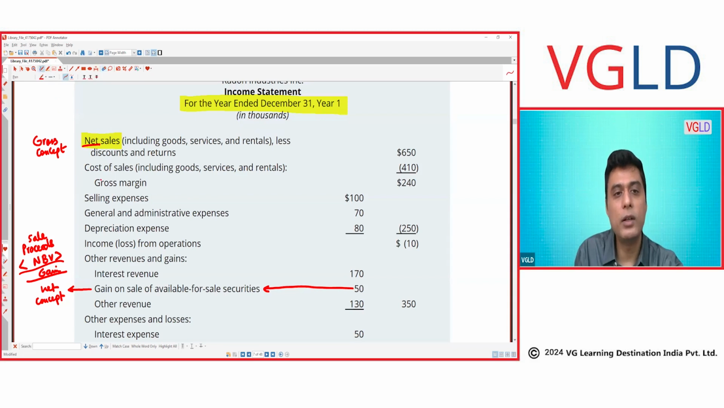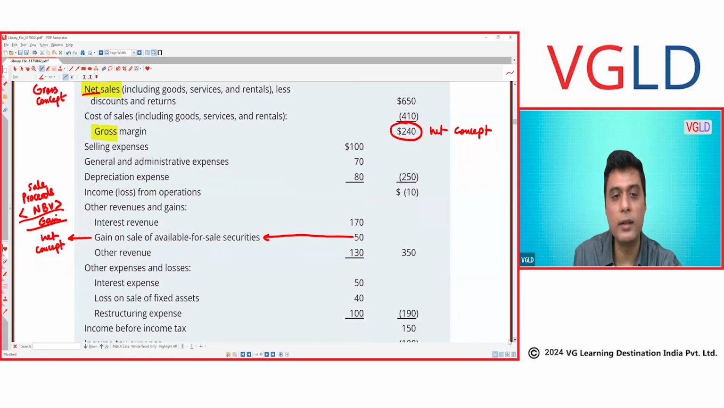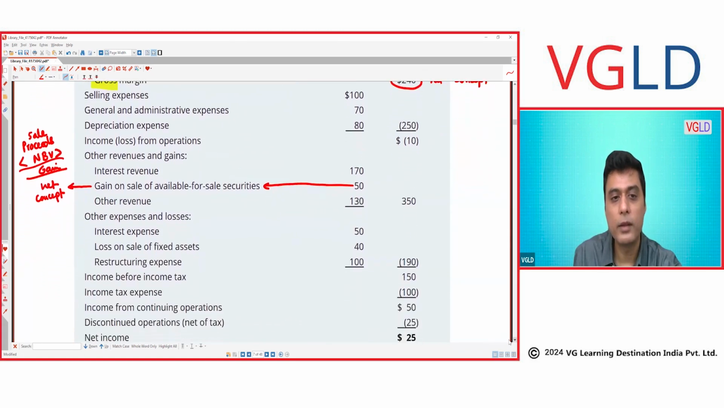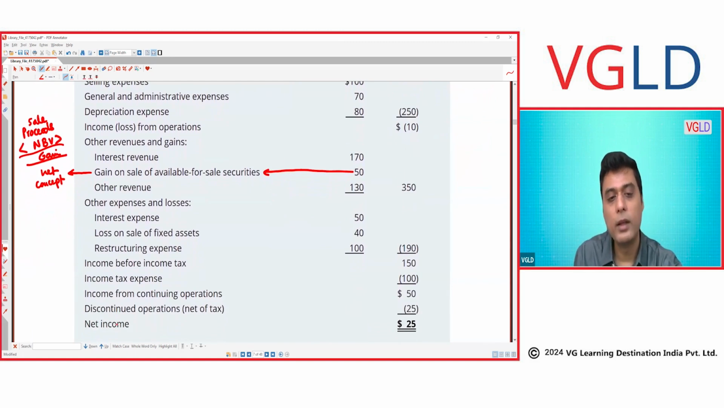Similarly, we are using the word gross margin over here, but this is actually the net amount: 650 minus 410 is 240. It falls under the net concept, although the name is gross margin. Why is the name gross margin? Because finally, when we come to the net income, that is called net. It's not called net profit in the US, it is called net income. So this is a net income also, and it is a net concept also.